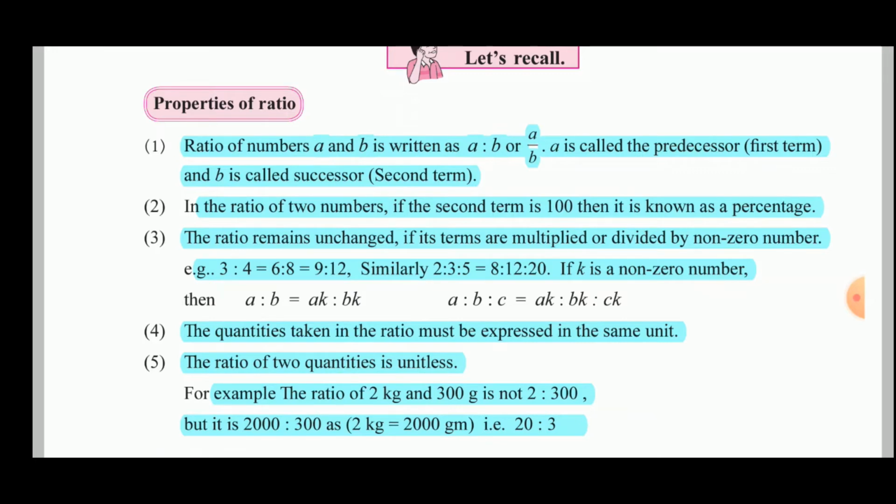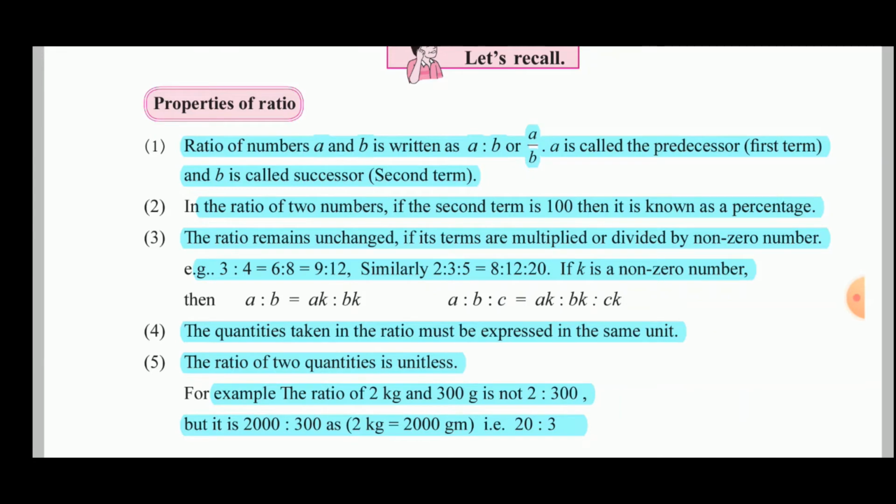Now the third property of ratio: the ratio remains unchanged if its terms are multiplied or divided by a non-zero number. For example, 3 is to 4 is equal to 6 is to 8. This is equal to 9 is to 12. Similarly, 2 is to 3 is to 5, if you multiply all the terms by 4, that becomes equal to 8 is to 12 is to 20. If k is a non-zero number, then a is to b is equal to ak is to bk. So a is to b is to c is equal to ak is to bk is to ck.